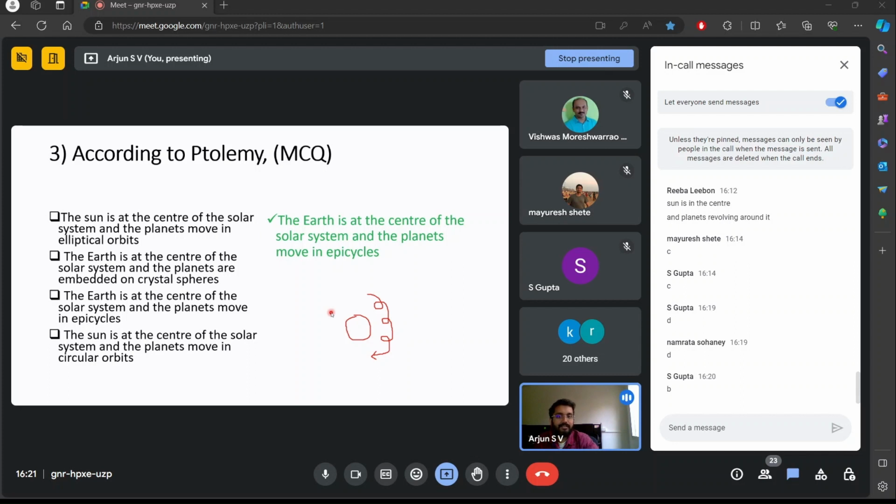Epicycles are this kind of fancy pattern where the planets move in circles, and that's why we observe waxing and waning of most of the planets in the solar system in the night sky whenever we try to view them.